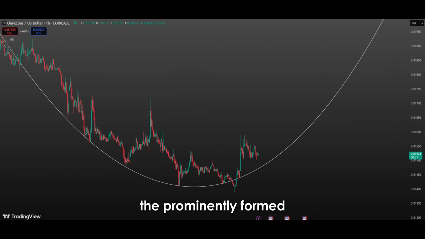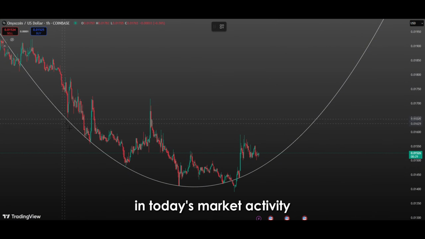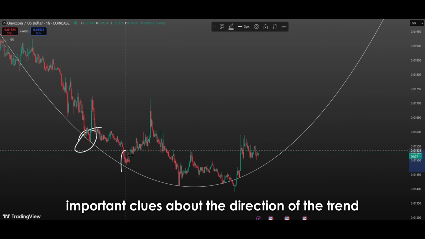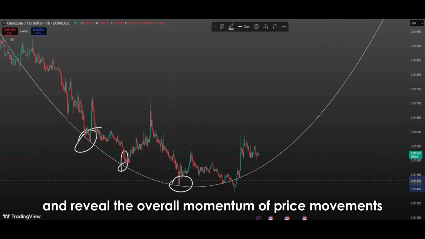The prominently formed upward curve structure on the chart currently stands out as a highly positive technical pattern in today's market activity. These types of rising curves offer important clues about the direction of the trend, especially in the medium to long term, and reveal the overall momentum of price movements.